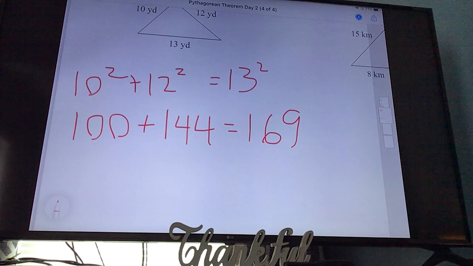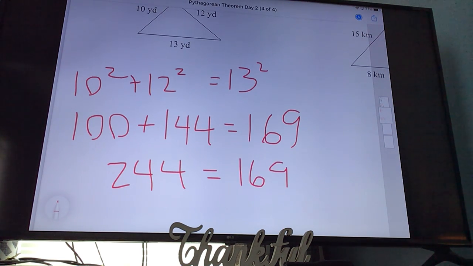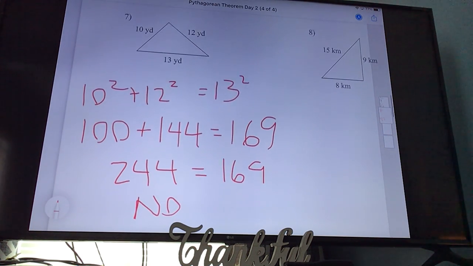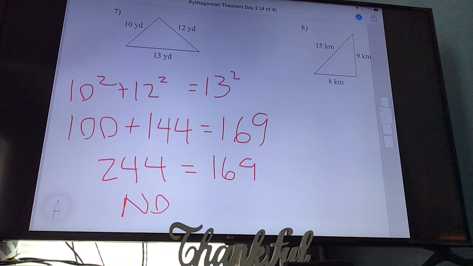Well, what's 100 plus 144? It's going to be 244 equals 169. Is that a true statement? Does 244 equal 169? No. You can kind of look at this one and tell, but it's a little sketchy, because I would say that maybe this could be a right angle right here, but in fact it doesn't actually work out. The math doesn't work out very well.